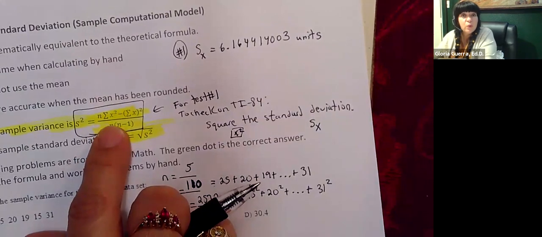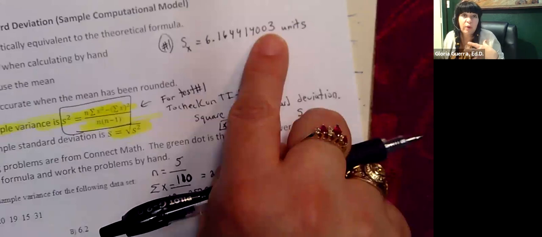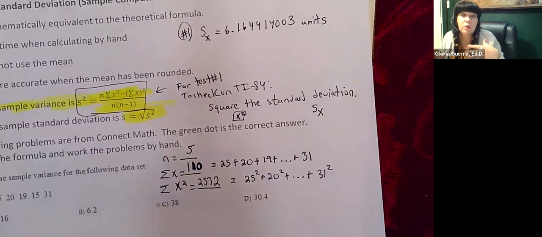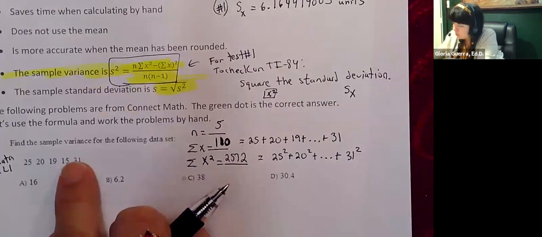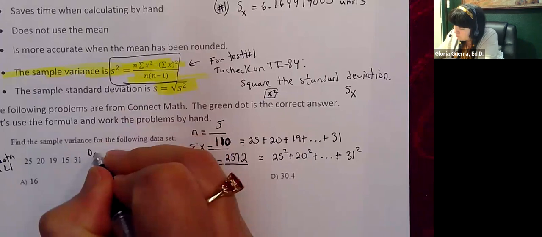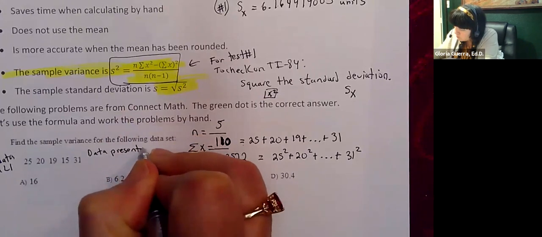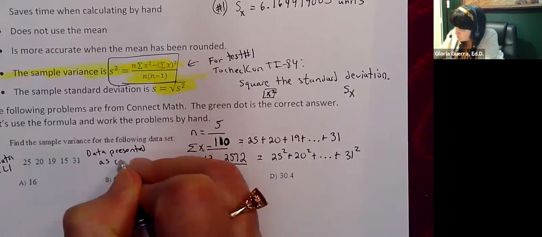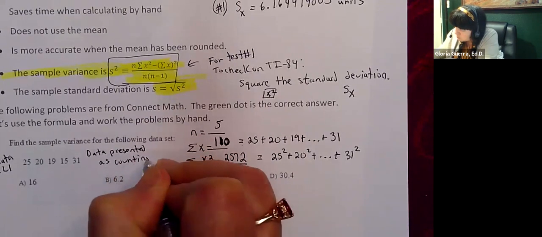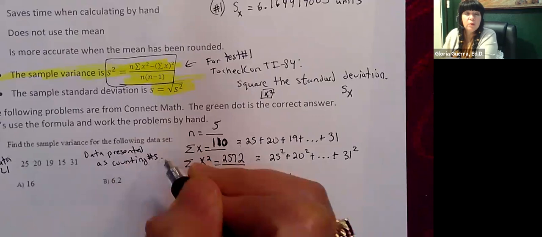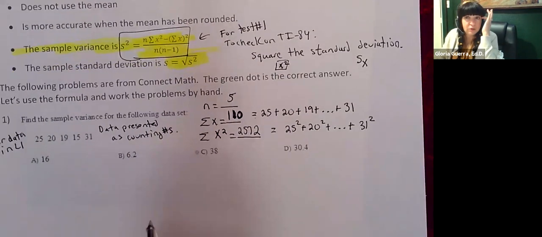And I won't round. Usually the round-off rule is to round one decimal place beyond how your data is given. Our data is presented as counting numbers. So ideally you would want to round to the tenths place, then ideally, okay?